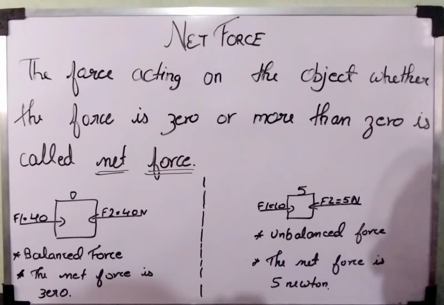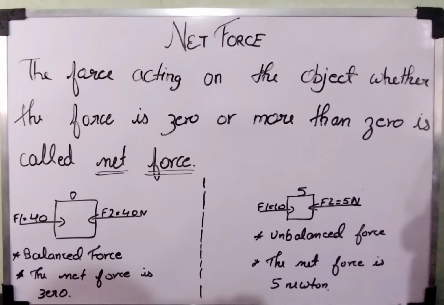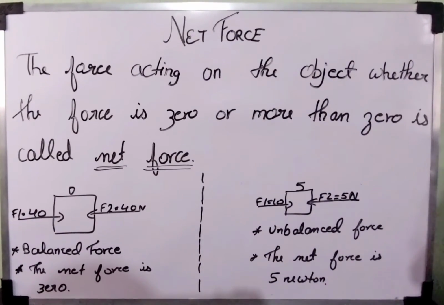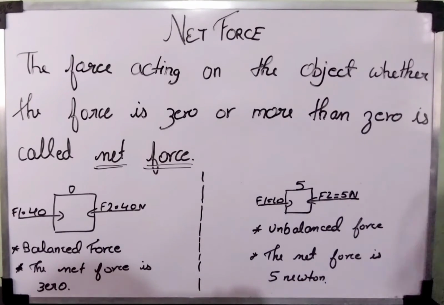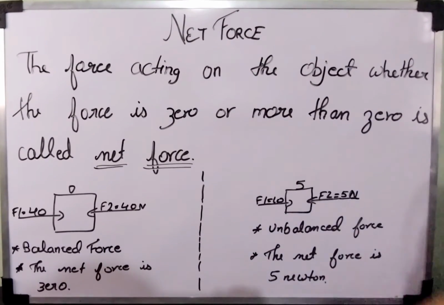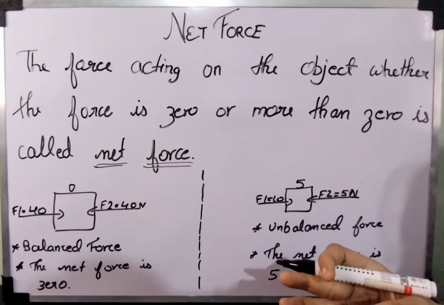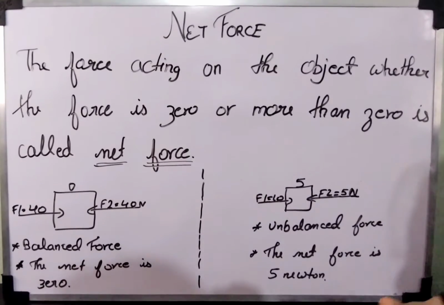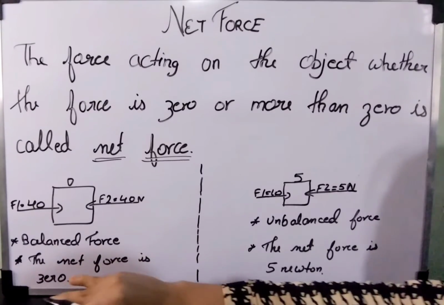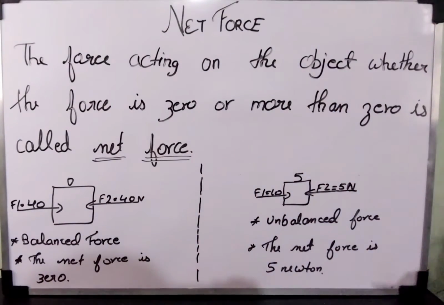Net force: the force acting on the object, whether it is 0 or more than 0, is called the net force. So the force acting on any object can be 0 or more than 0, and it is called net force. Here, balanced force is present. F1 is applying a force of 40 Newton and F2 is applying a force of 40 Newton. So the answer will be 0. The net force is 0.